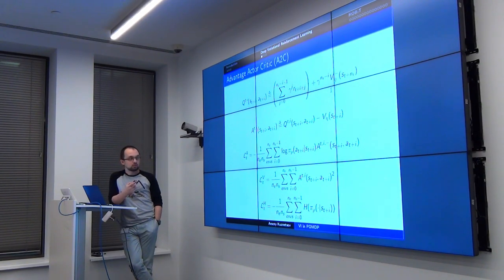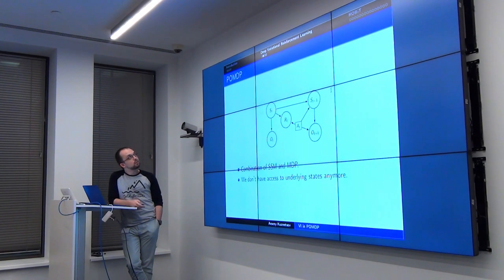To use it in the partially observable case, we need to think something up. And the authors of DVRL use particle filter to estimate underlying states. So let's talk about the partially observable case.